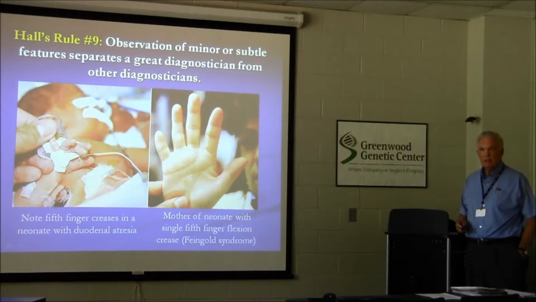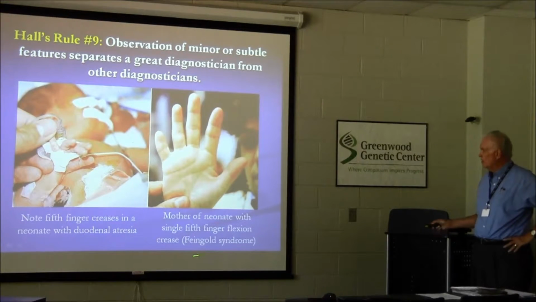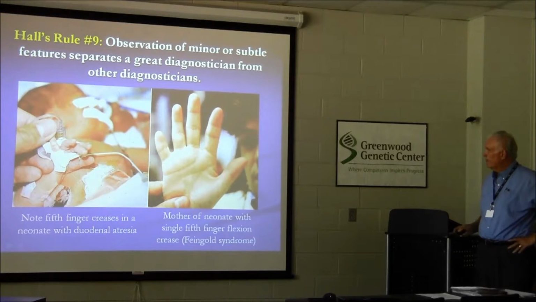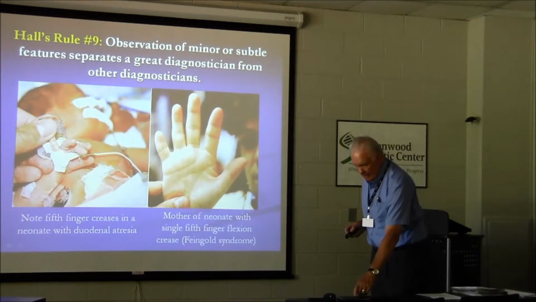And that was something that had not been obtained as a history before we saw the patient. So this is Feingold syndrome. And it's just those small things like that that can help you make a diagnosis. And there is a gene for this now.